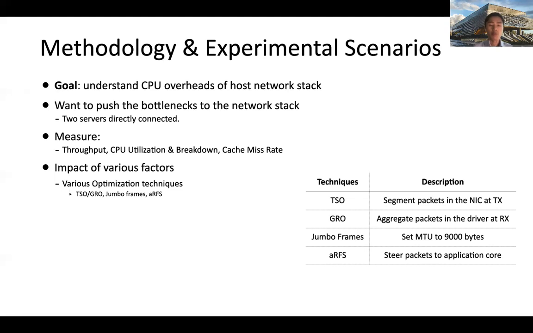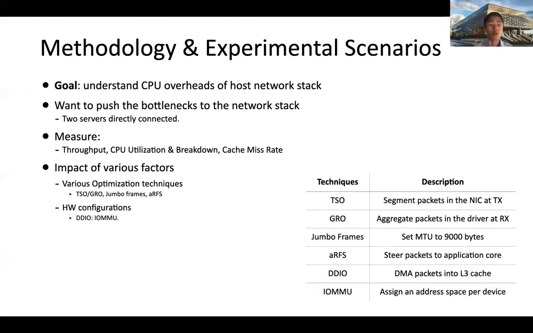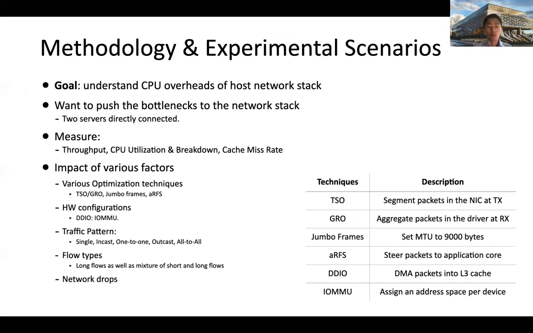We also consider different hardware configurations, namely DDIO, which is enabled by default on our servers, and that allows the NIC to directly DMA packets to the L3 cache, and the IOMMU, which allows creating a per-device virtual address space. Further, we consider different traffic patterns and different flow sizes, including long flows, as well as a mixture of long and short flows. Finally, we also evaluate the impact of packet drops and congestion control protocols.